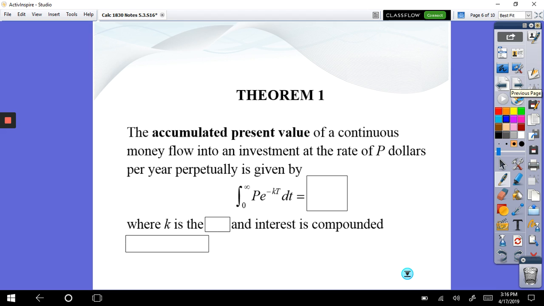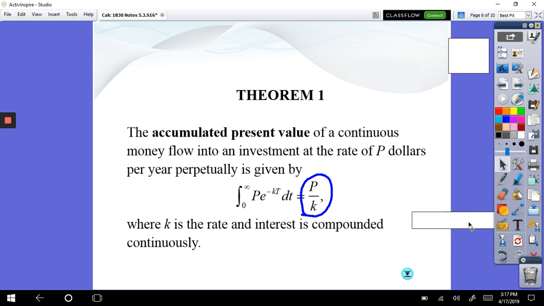Okay, accumulated present value. So this is pretty good. This formula, the integral from 0 to infinity of Pe^(-kt), kind of like your PERT formula, Pe^(rt) formula, where k is our rate. It just so happens that it's easily evaluated to P over k. So you don't have to do calculus so much, but know that this is being derived from a calculus principle, which is an improper integral. And this is going to be where k is the rate compounded continuously.